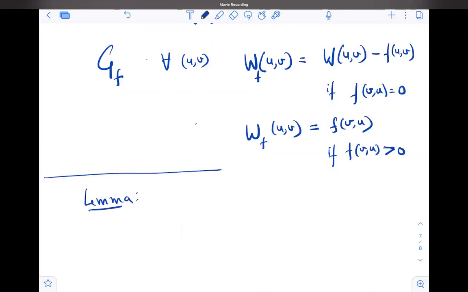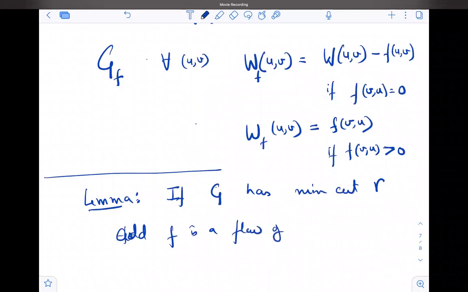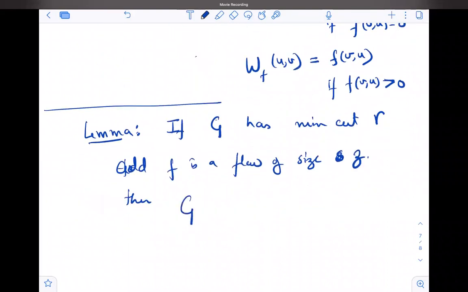And what is the main idea, the lemma you can think of? The lemma is that if G has min cut R and F is a flow of size Z, then GF has a min cut of size R minus Z. So of course, if the graph is initially disconnected, there's no chance of it.